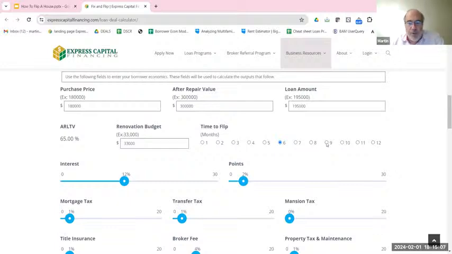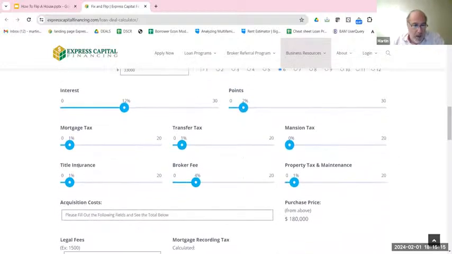Time to flip, you can put in whatever months you think it's going to take you to do it. Interest rates today are anywhere from 10, 11, 12%, typically 2 points. Everything is defaulted over here, so you may want to just leave this alone. But if you're working on a property that's over $1 million, you should put in about 1% mansion tax. And again, everything else you should leave defaulted. Broker is a realtor. So if you're ever going to sell the property, whatever that realtor is going to charge you, typically in the US, it's about 3 to 4%.